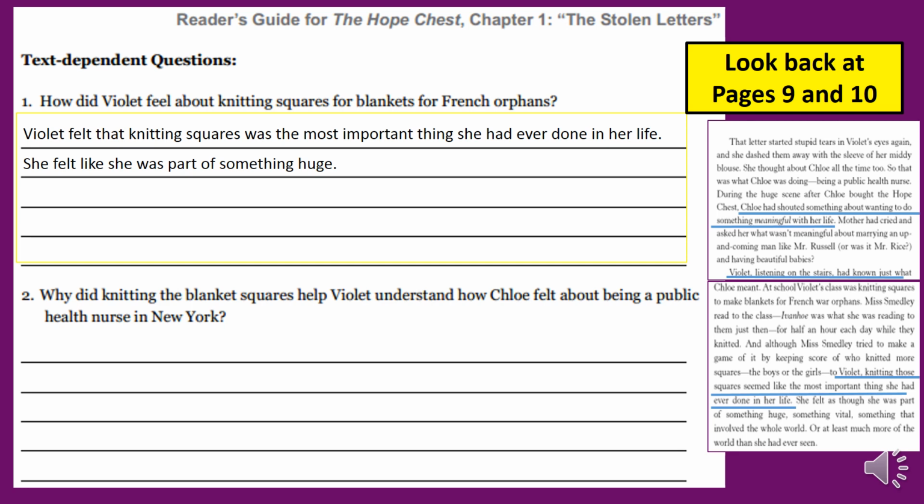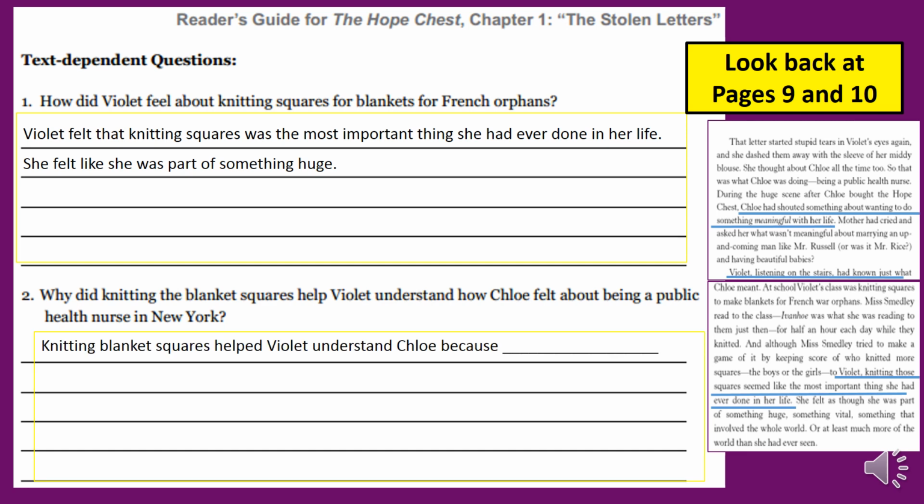And so the question for number 2 is, why did knitting the blanket squares help Violet understand how Chloe felt about being a public health nurse in New York? Well, we're going to begin our response by saying knitting blanket squares helped Violet understand Chloe because blank. So start there, fill that out first, and then we'll talk about what needs to be in that blank.